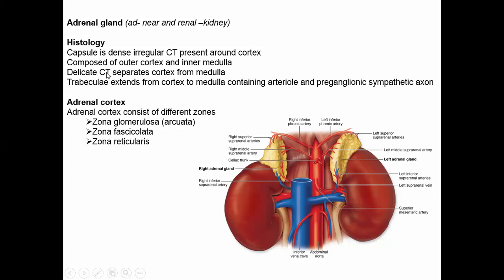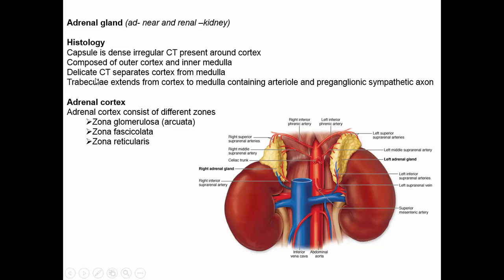From a histological point of view, these glands are surrounded by a capsule, and this capsule is basically formed by dense regular connective tissue, and that capsule surrounds the cortex. Basically, it consists of two different regions, the cortex and the medulla. The cortex is the dark, outermost region of the adrenal gland, while the medulla is present mostly in the center of this gland. It consists of the outer cortex and inner medulla.